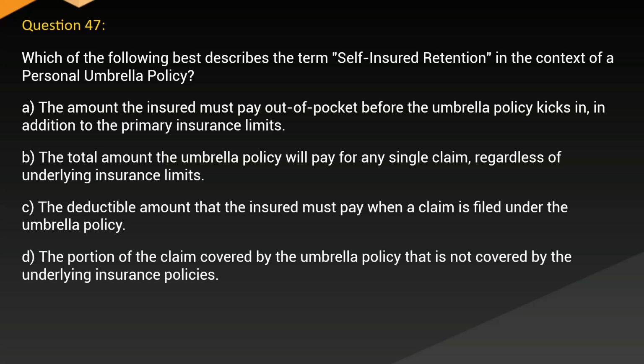Question 47. Which of the following best describes the term self-insured retention in the context of a personal umbrella policy? A. The amount the insured must pay out of pocket before the umbrella policy kicks in, in addition to the primary insurance limits. B. The total amount the umbrella policy will pay for any single claim, regardless of underlying insurance limits.